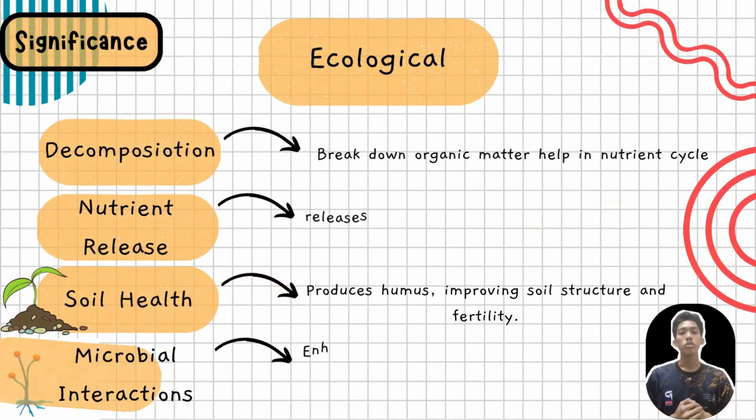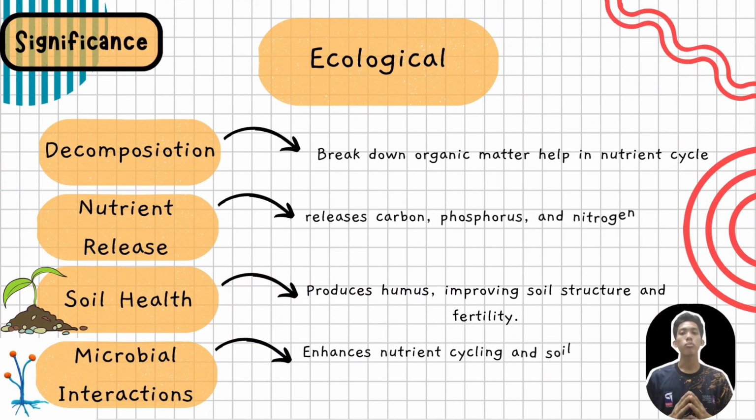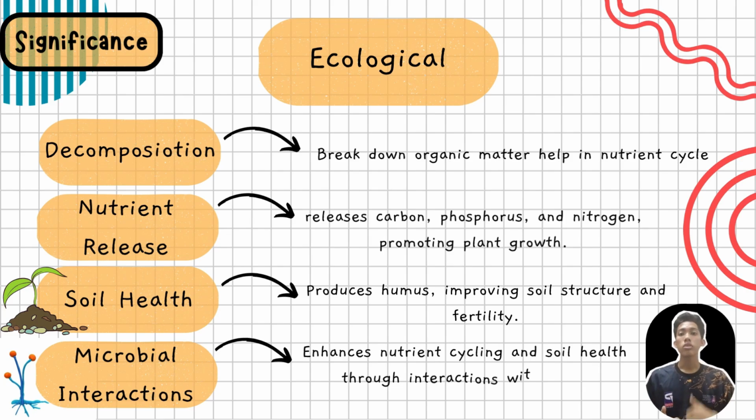The significance of Racemosus for the ecological is that this fungus is a good decomposer which can be beneficial in nutrient cycling, soil health, and microbial interactions. Racemosus is known to be a saprophytic fungus, where it can break down and decompose organic matter, which keeps the nutrient cycle for sustaining life on Earth.